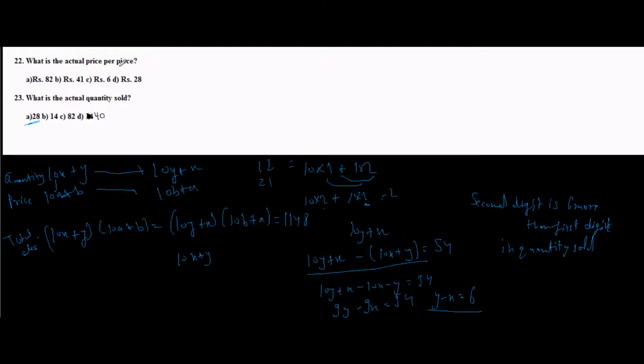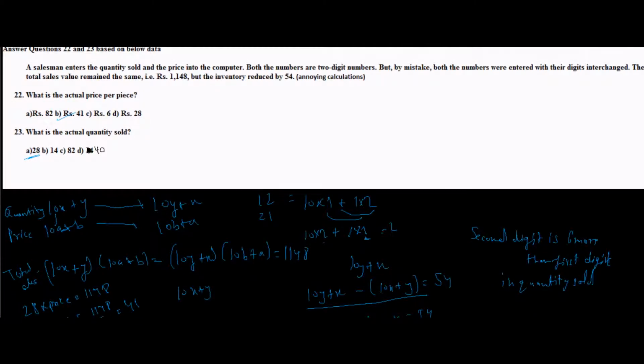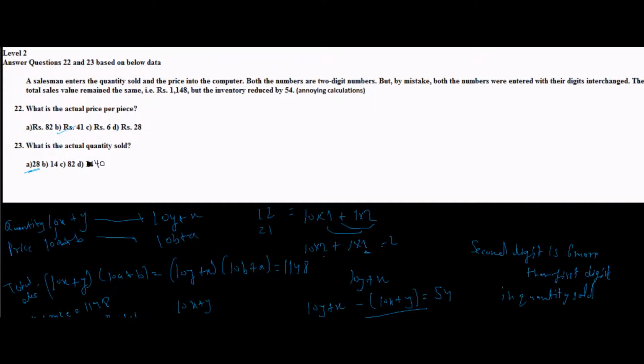That is, what is the actual price per piece? 28 into price is equal to 1148, which gives me price equal to 1148 by 28, which would be 41 rupees, which is clear, 41. So we saw that in this we can avoid lots of calculation just by being a little diligent.